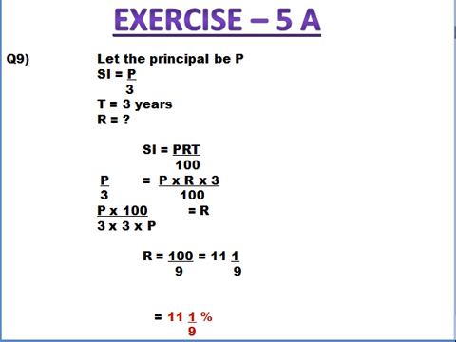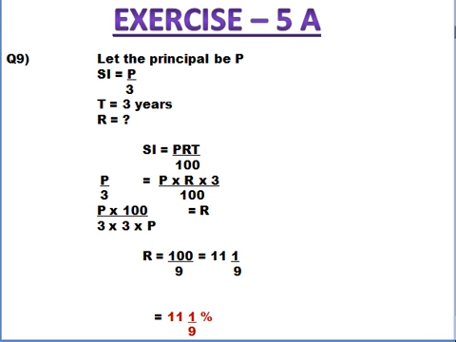In the question they are saying, if the simple interest on a sum of money is 1 by 3 of the sum in 3 years, find the rate of interest per annum. So if you see on the screen, I have assumed the principal to be P. Simple interest as mentioned in the question will be 1 by 3 of this particular money, so it is going to be equal to 1 by 3 into P. So it becomes P by 3.